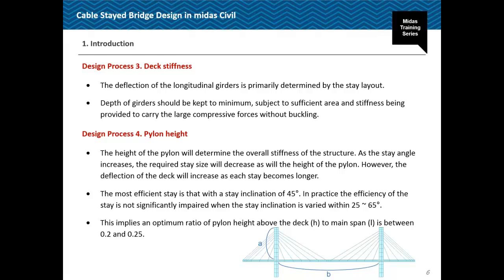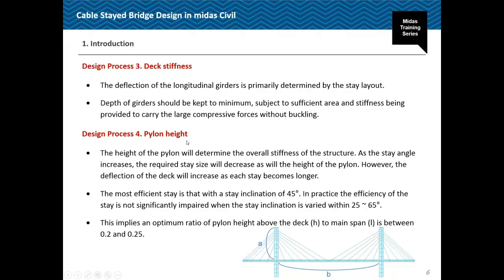And for the deck stiffness, the deflection of the longitudinal girder is preliminarily determined by the stay layout. And as I mentioned at the beginning, unlike other types of bridges, the main girder of the cable-stayed bridge will be under compression. So in order to prevent the buckling due to this compressive force, we need to reduce the depth of the main girder. So proper deck stiffness should be determined considering this condition.